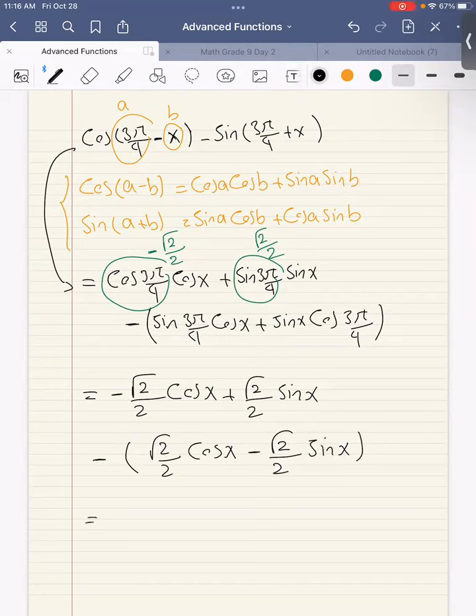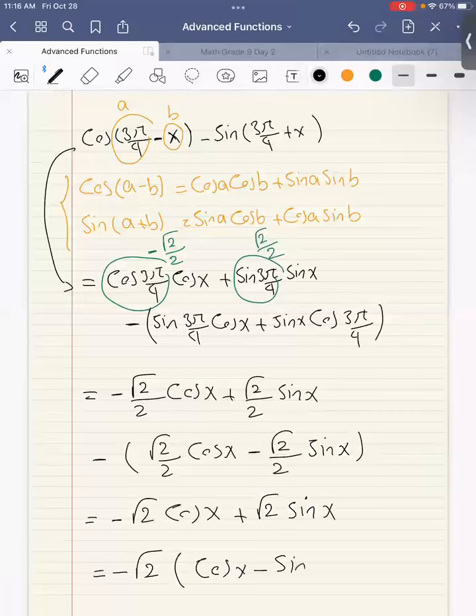So this is equal to, you have 2 times square root 2 over 2, so you get minus square root 2 cosine x, which is equal to minus the square root 2 cosine x. Okay. Any question?